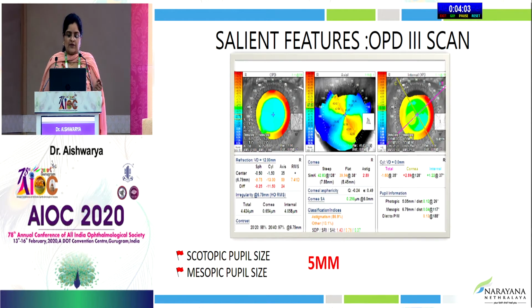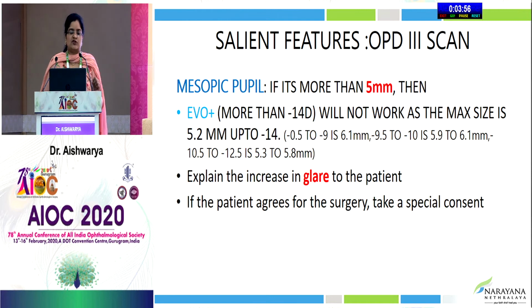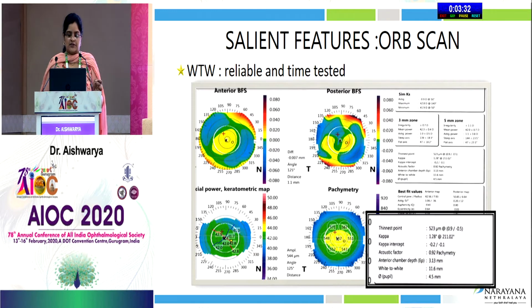Then comes the OPD-Scan 3, where a 5 mm pupil, the myopic pupil, is important to understand that a pupil which is more than 5 mm will create a problem in patients who are undergoing EVO+, where it will not work, as the maximum optic size is around 5.2 up to -14 diopters. You have to warn about the presence of glare in such patients, and if the patient agrees for the surgery, take a special consent in written format. The patient knows that there could be glare in such patients.